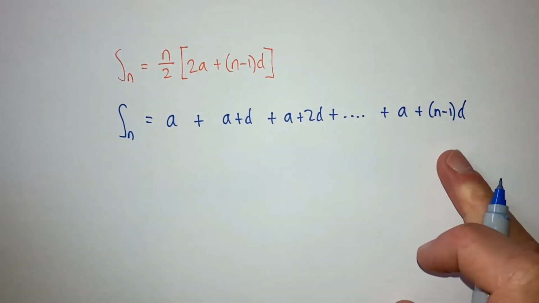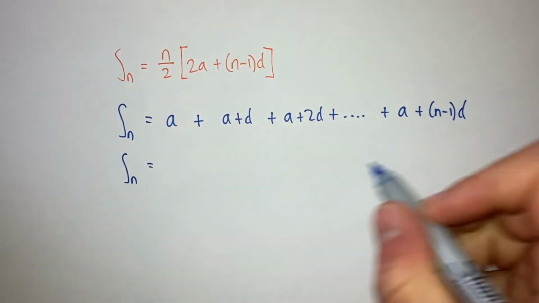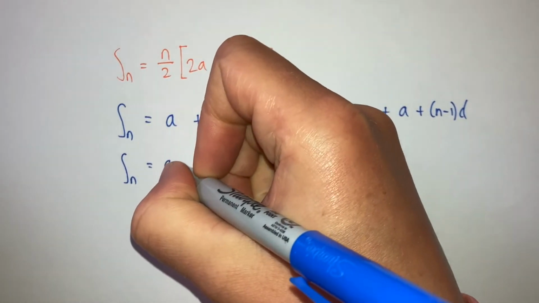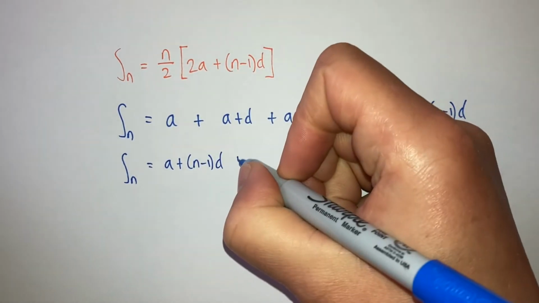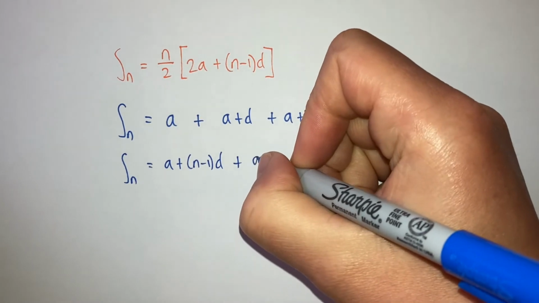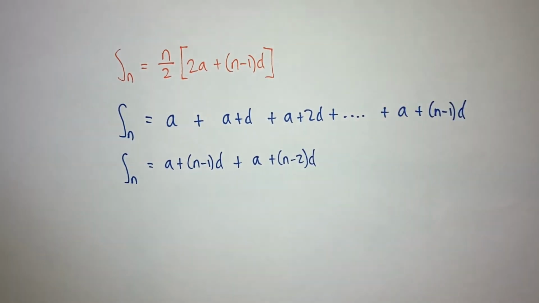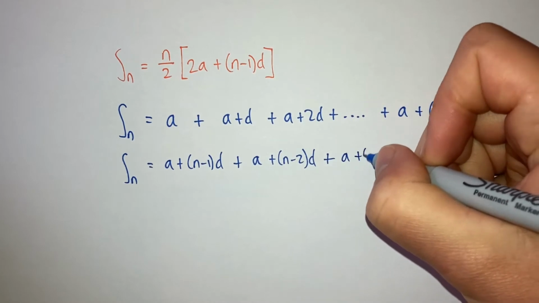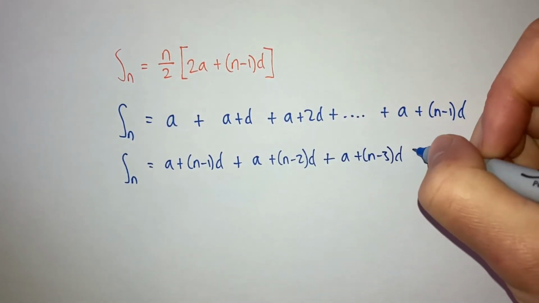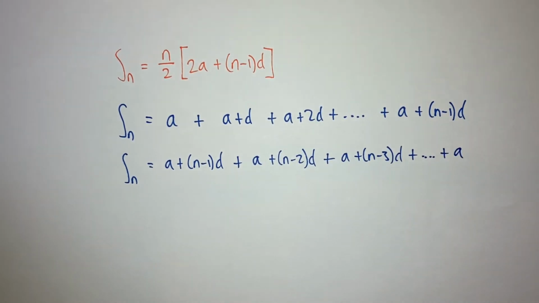And now we write this out again, but in reverse. So the sum of the series is equal to this last term here, which is A plus n minus 1 d, plus, and if we were going in reverse order, we'd have the first term plus n minus 2 lots of the difference, plus A plus n minus 3 lots of the difference, all the way up to the first term, which is A.